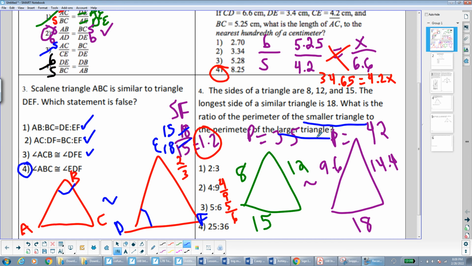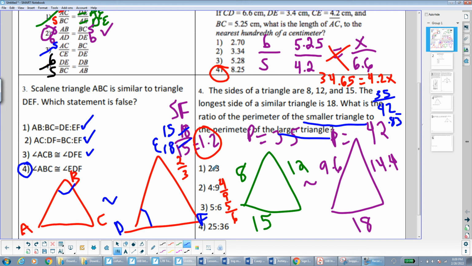We can also do it with the perimeters. Instead of doing the 42 over 35 like we did to get the 1.2, we should do the smaller over the larger, because we want the ratio of smaller to larger. And on my calculator, when I do 35 over 42, I get 0.833333 repeating. So I'm going to write here 0.83 repeating so that we can keep that in mind.